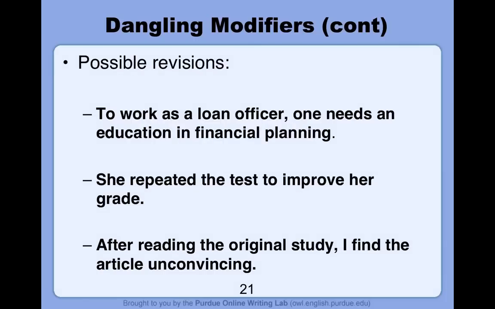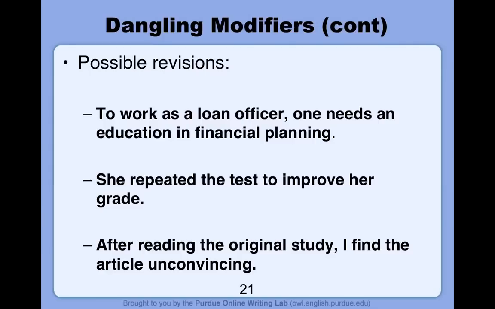So here are some revisions. "To work as a loan officer, one needs an education in financial planning." "She repeated the test to improve her grade," and "After reading the original study, I find the article unconvincing." Remember, there are other options. Refer to the previous slides if you need to, but there are other options. These aren't the only ways to correct the sentences.